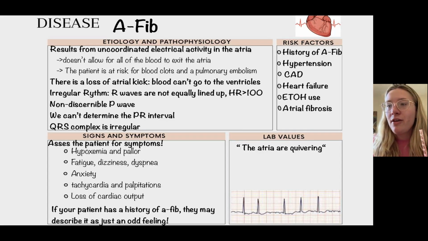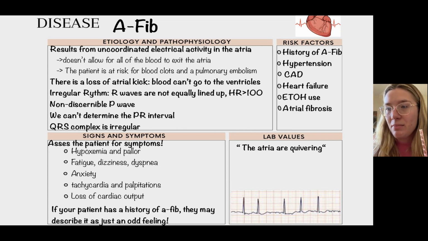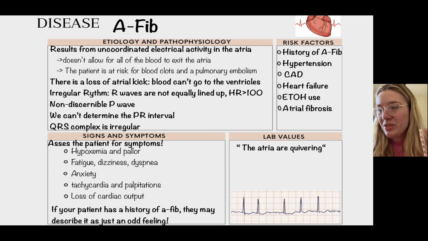A-Fib is probably one of the most common dysrhythmias people tend to have, at least in my experience. Essentially what's happening is my atria has lost its kick. You can also hear as the atria are quivering. So you'll just see some uncoordinated P waves that we can't really discern, if that makes sense. I don't know if what I'm seeing is a P wave or a T wave or just some weird stuff.